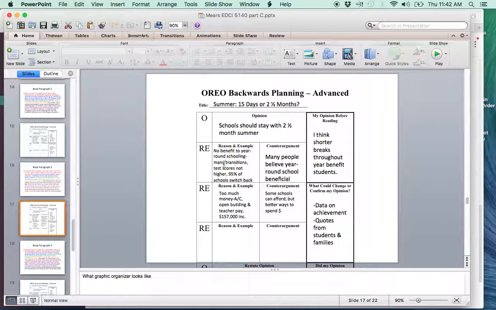Back to our graphic organizer, I have filled in my reasons and examples, and that counter argument that some schools can afford year-round school, but there are better ways to spend money.